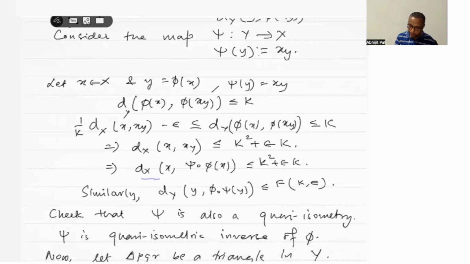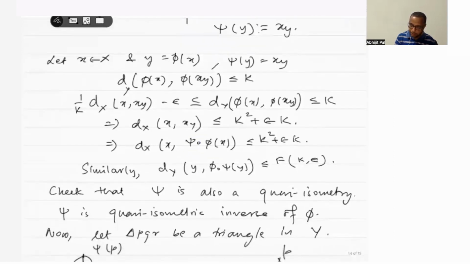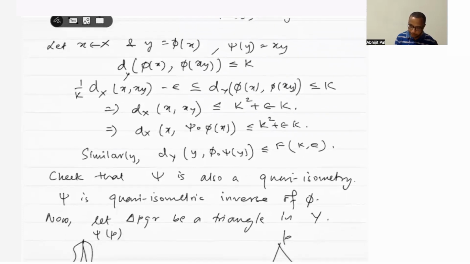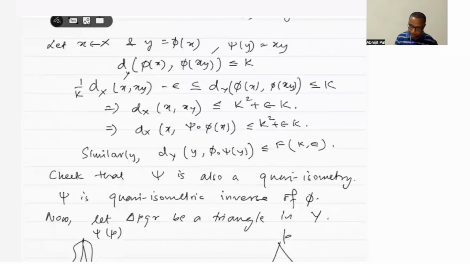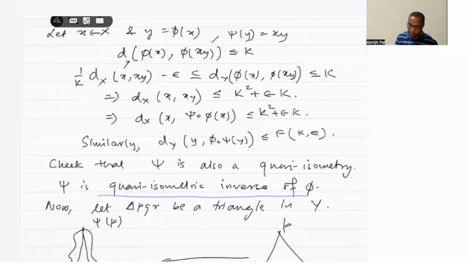And the distance between x and psi compose phi of x is less than or equal to K squared plus epsilon K. So the bound depends only on K and epsilon. The distance between y and phi compose psi of y is again less than or equal to some function of K and epsilon. So we'll call this psi the quasi-isometric inverse of phi. Check that phi is also a quasi-isometry.